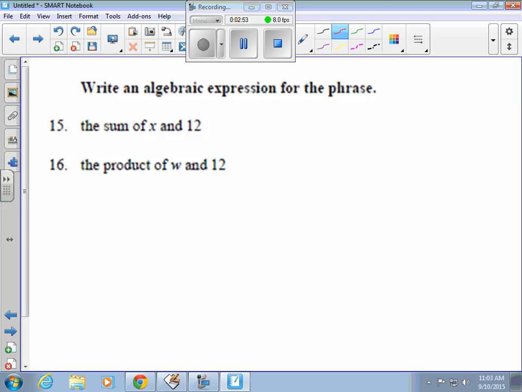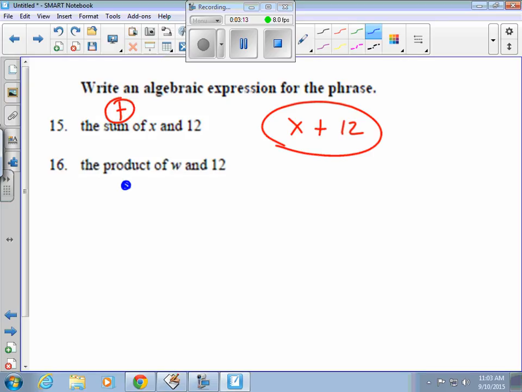15 and 16, we're using an algebraic expression for the phrase given. First one, number 15, says the sum of x and 12. Sum means plus, so x plus 12. Algebraic expression. The product of w and 12. Product means to multiply. So you could do w times 12, and that would be perfectly fine. Or you can make it a little neater looking and say 12w. Both of those are correct.